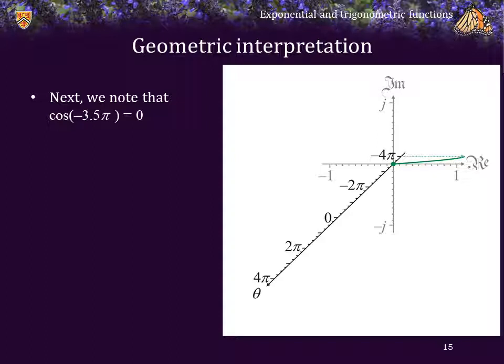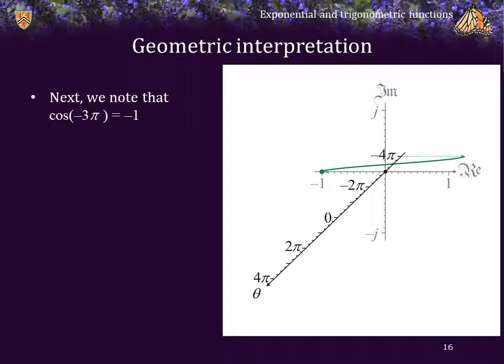Next, at the point negative 3.5 pi, we see that cosine of that value is 0. And thus, we plot that point there at 0. Next, we note that cosine of negative 3 pi is negative 1. And so now we plot the point negative 1 relative to negative 3 pi on the first axis.